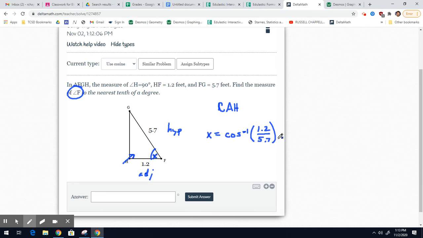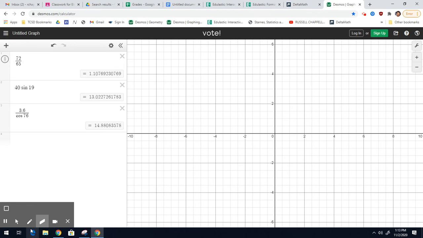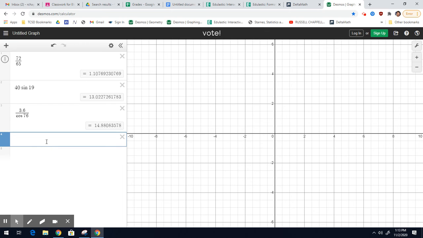And we'll type this into the Desmos graphing calculator, and we'll see what we get, rounded to the nearest tenth. All right, so let's go there now. Again, make sure you're in degrees. That's always the first thing I do. I'm in degree mode. Good. So now I'm going to type in cosine, and then I'm going to use the exponent button.